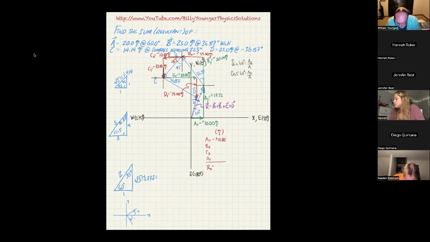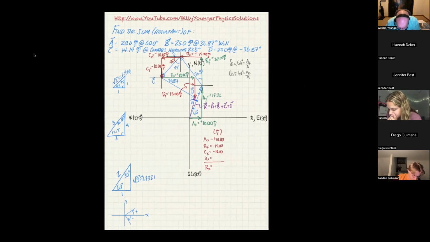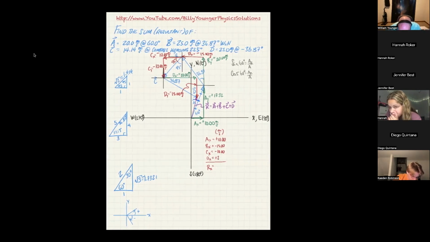B sub x, notice that goes to the left. This is a good time for you to check to make sure all your signs are right. So that's negative 15.00. C sub x goes to the left as well. So that's negative 10.00. And D sub x actually goes to the right. So that's going to be positive 20.00.